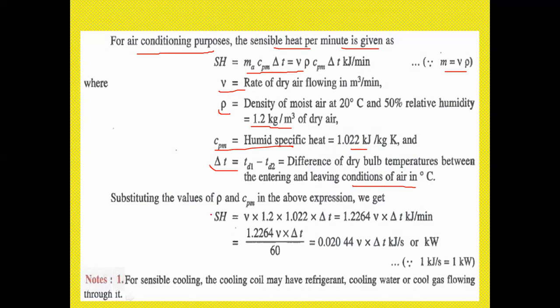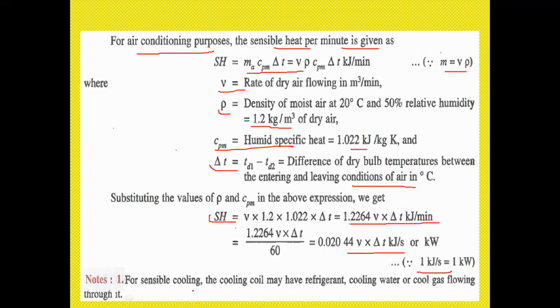Substituting the values, SH is equal to V into 1.2 into 1.022 into delta T. So this is the value. So SH is equal to this one.